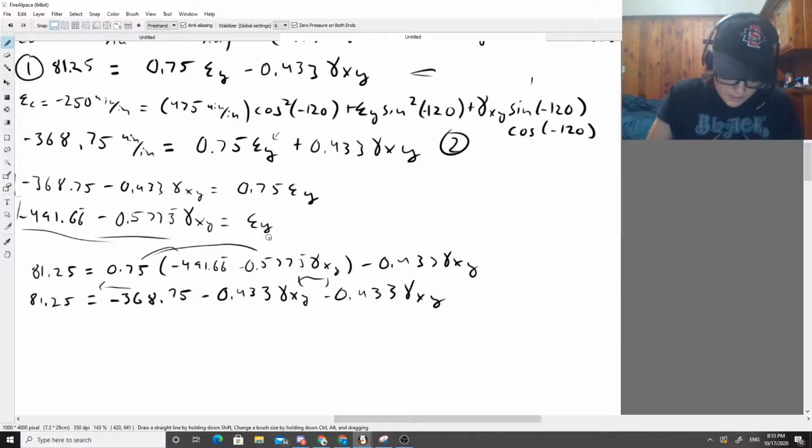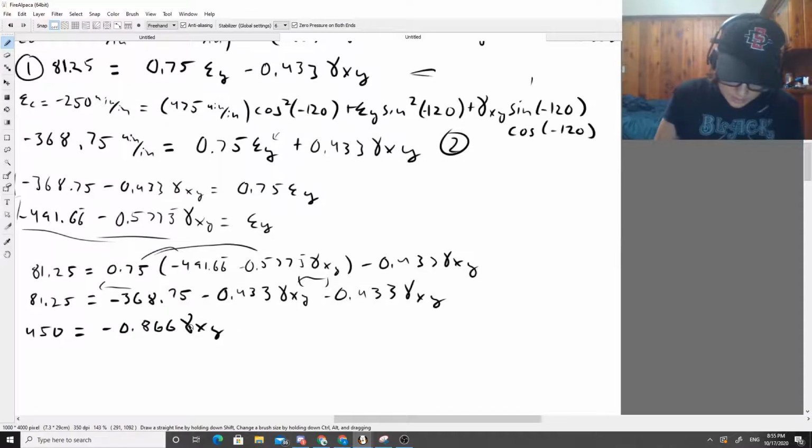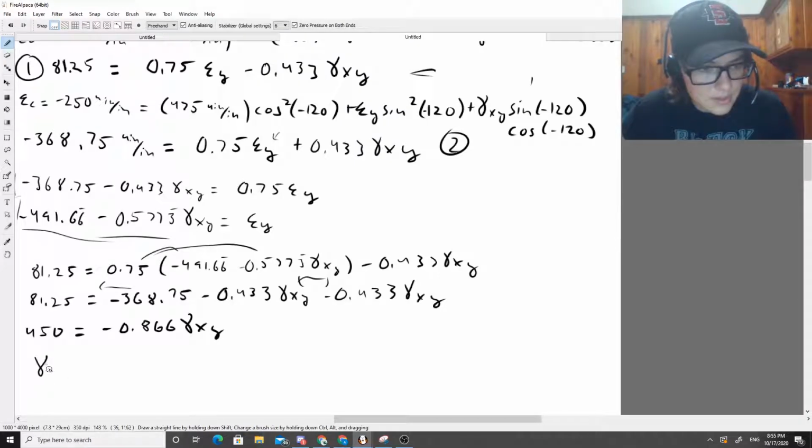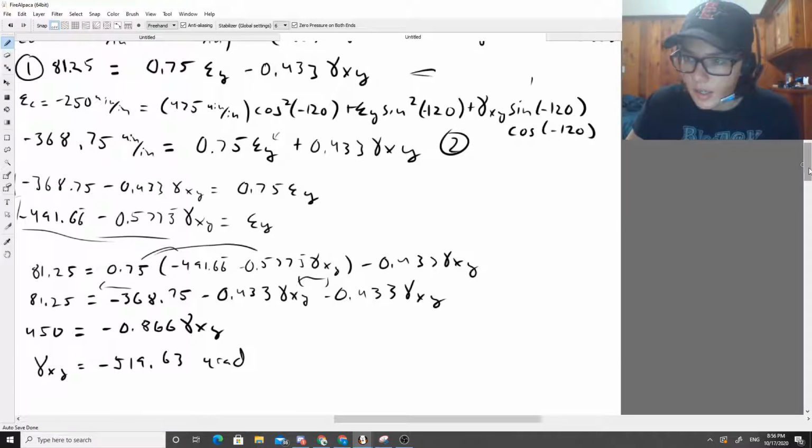So we have 81.25 plus 368.75 is going to be a nice even 450, and that's going to be equal to negative 0.866 gamma xy. Divided by 0.866, that's going to give us a gamma xy equal to negative 519.63, and this is going to be microradians. Remember, because this is actually an angle. It's not a strain value.